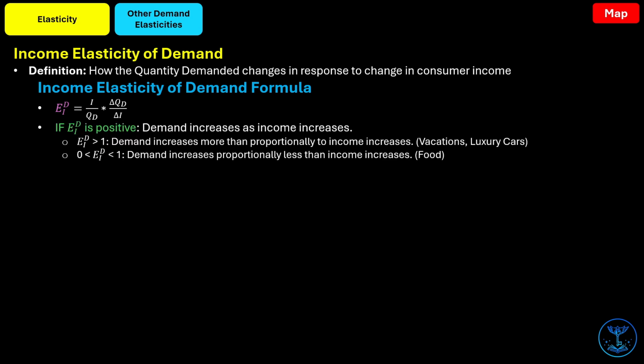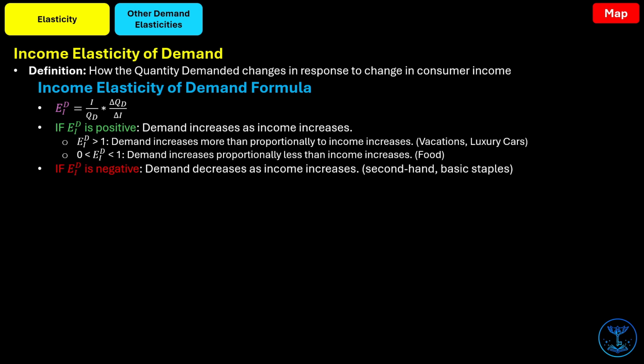So if your EDI is positive, then demand increases as income increases. If your EDI is greater than 1, the demand increases more than proportionally to income increases, meaning vacations or luxury cars. And if your EDI is greater than 0 but less than 1, that means your demand increases proportionally less than income increases. So this could be like buying food, for example. If EDI is negative, the demand decreases as income increases. This could mean that you're buying secondhand or basic staples.